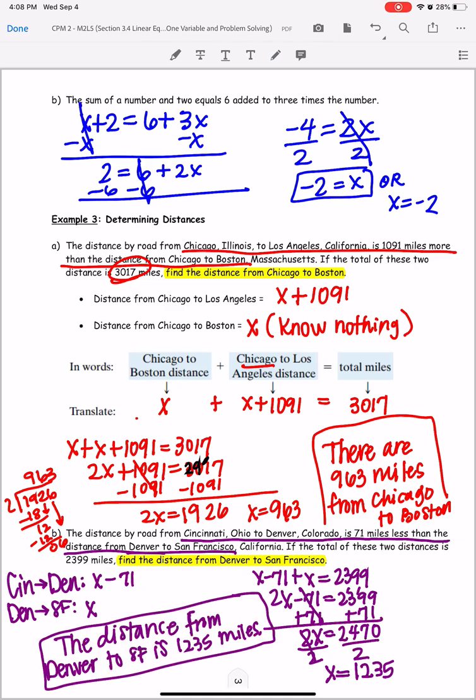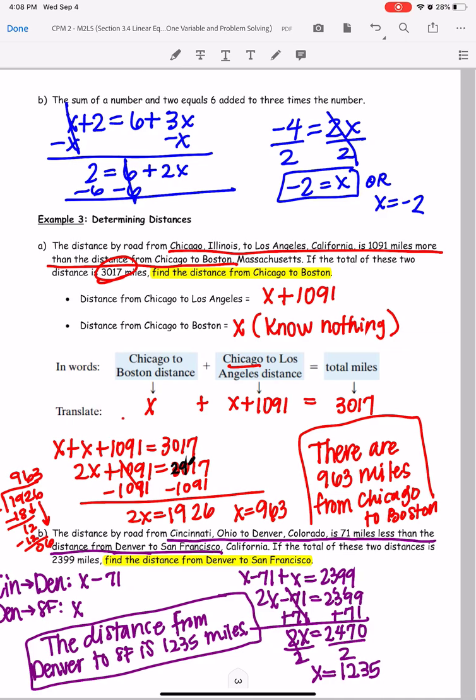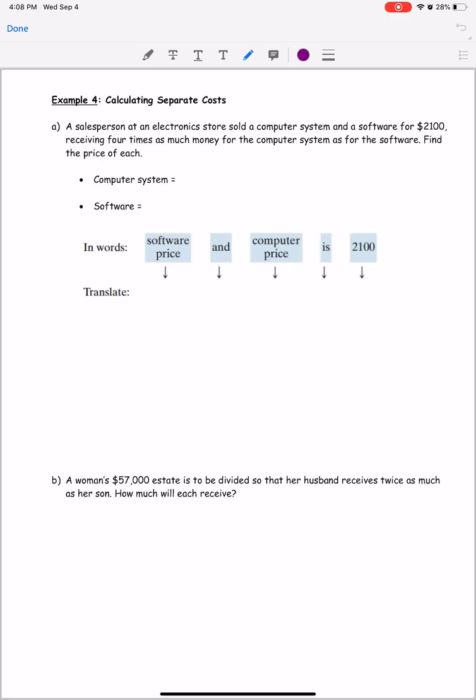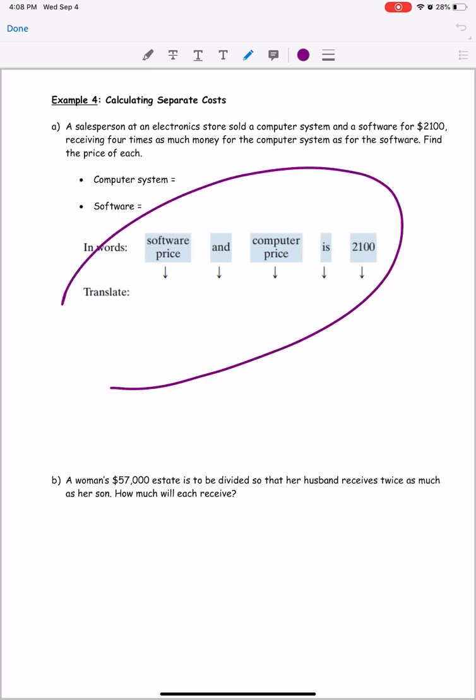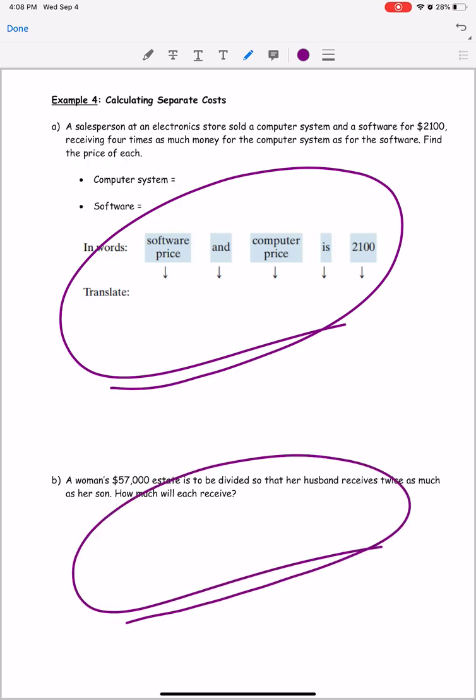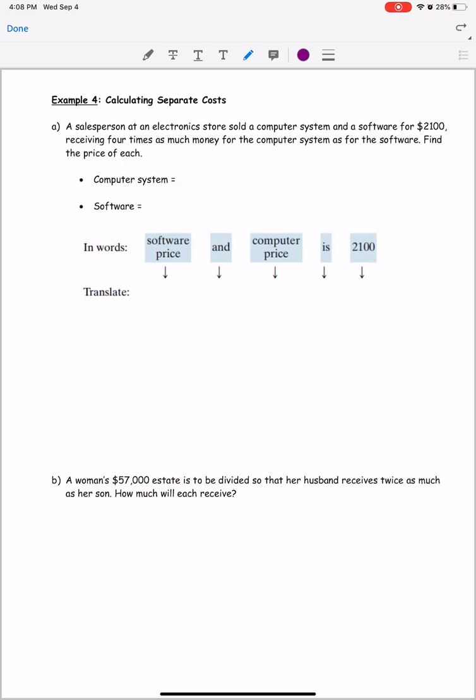Okay, there's another type of problem we need to go over. And that's calculating separate costs. So, one that's going to walk us through it, one where we do it without the walk through. A says a salesperson at an electronics store sold a computer system and a software for $2,100, receiving 4 times as much money for the computer system as the software. Find the price of each.